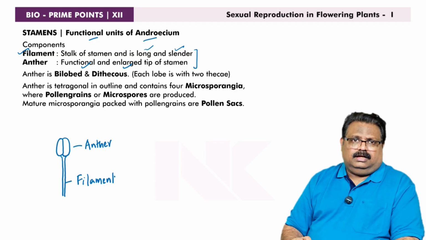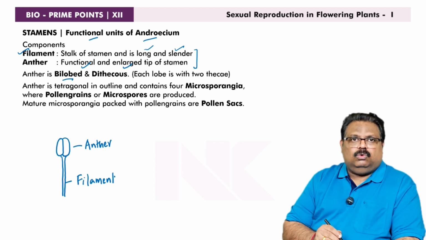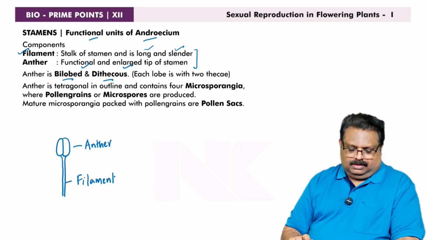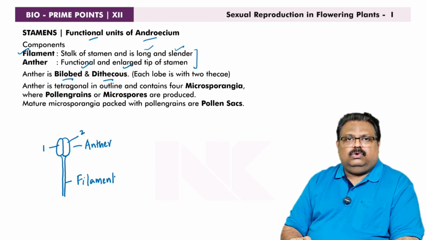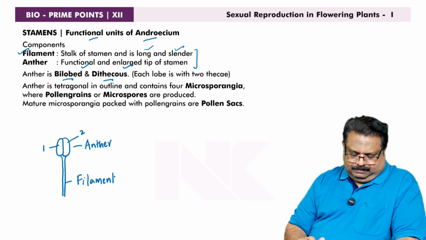Then what about the anther? It is a functional part. The anther is considered to be bilobed and dithecous. Those two points are very important. Look, in the diagram, the anther has two lobes. This is lobe number 1 and this is lobe number 2. Two lobes are there, hence it is considered to be bilobed. Bilobed means having two lobes, a right lobe and a left lobe.